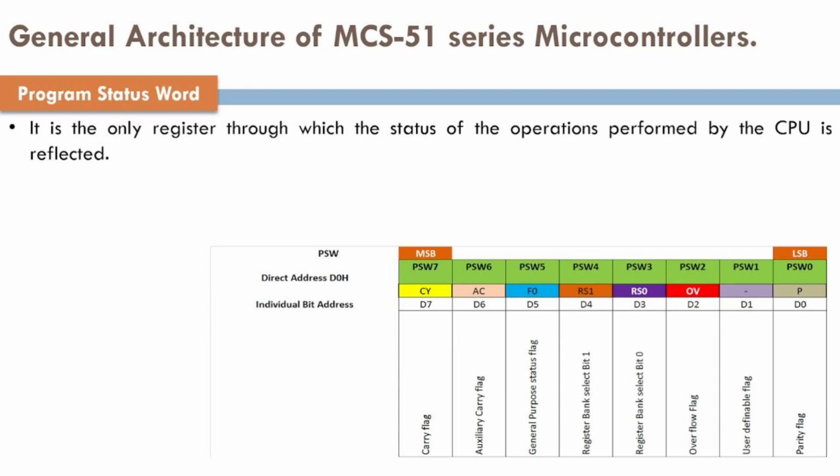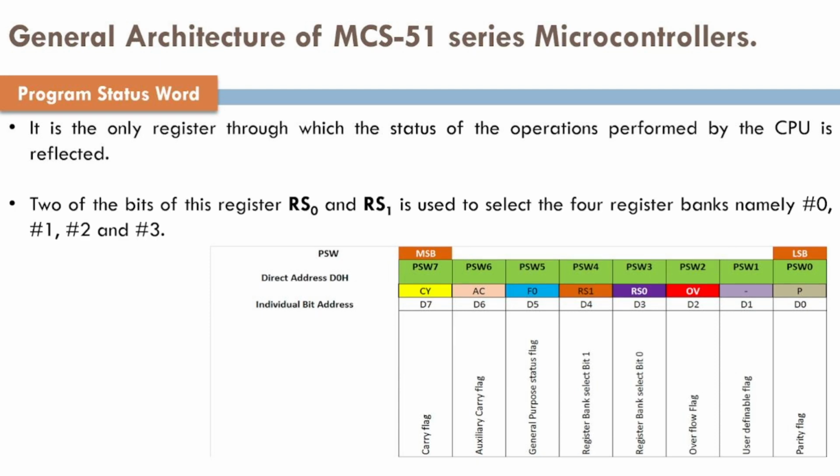As we can see, two bits of this register, specifically bit 3, RS0, and bit 4, RS1, are used to select one of the four register banks: bank 0, bank 1, bank 2, or bank 3.